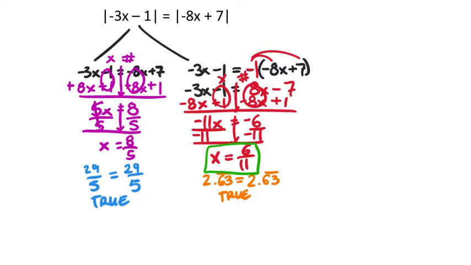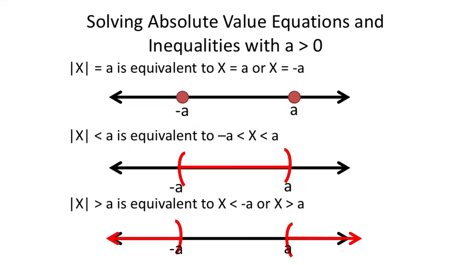So as strange as this seems, I guess there weren't any mistakes there. But there's our two answers. So again, on the assignment, you just list these, type in 8/5, comma, 6/11. Doesn't matter which order you put them in, just put a comma between them.